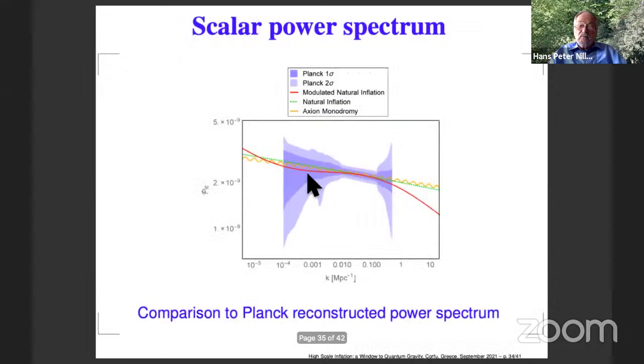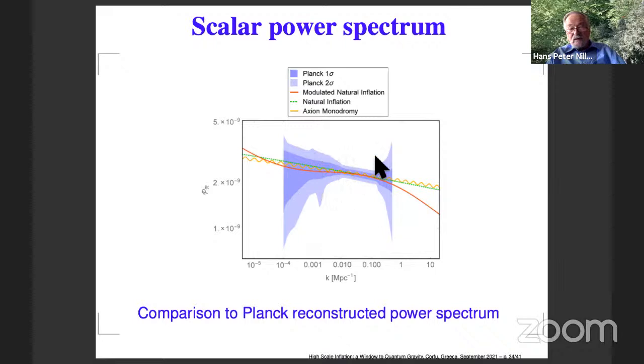In fact, this can be seen best when you really look at the real data, because the plots I showed you before are already something which is a six parameter fit to the data. The real data look like that. They give you the scalar power spectrum in terms of k, which means also in terms of the distance. And this is the region which is allowed. And if you have a model and your model passes along this line, then it's fine. And this modulated natural inflation, which I'm discussing, is this line. It actually goes through the dark blue region, which is allowed.